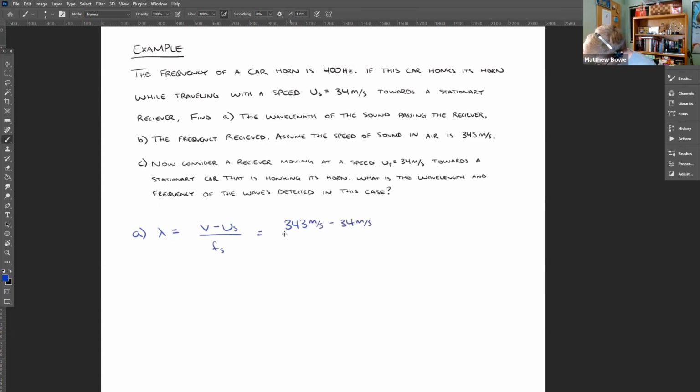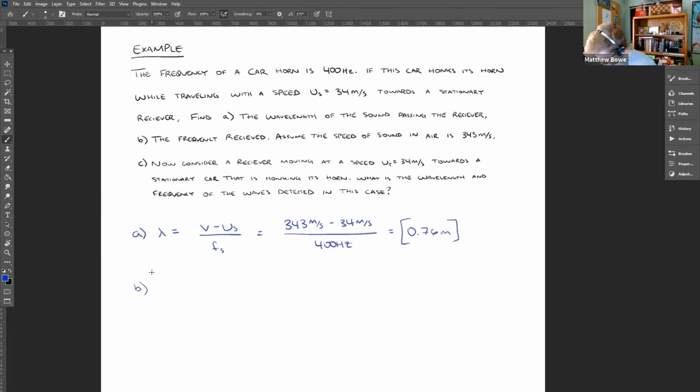Then this is just a math problem now. 34 meters per second over the frequency of what it was emitting, 400 hertz. We get a wavelength of 0.76 meters.